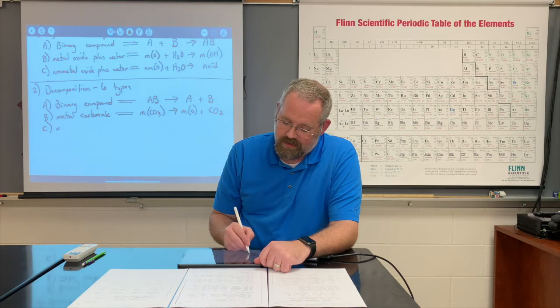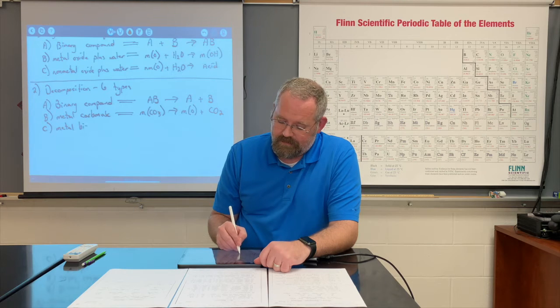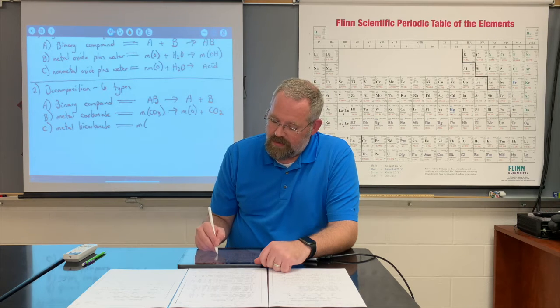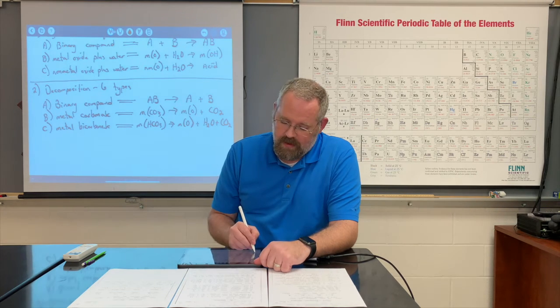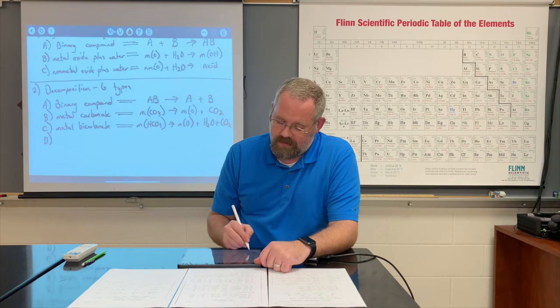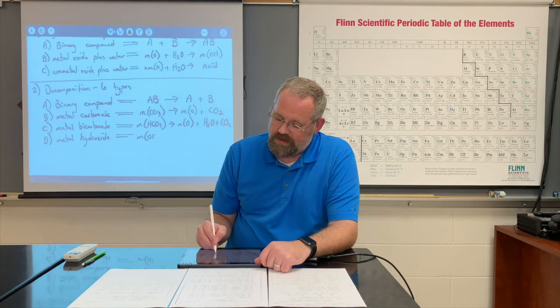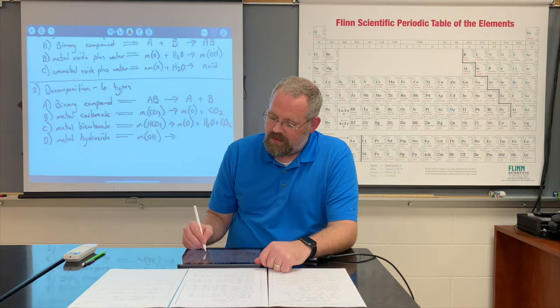Our third type that we talked about was a metal bicarbonate. That's going to decompose into metal oxide plus water plus carbon dioxide. The fourth type we talked about is the exact opposite of synthesis type 2. So this is a metal hydroxide decomposing. A metal hydroxide is going to decompose into a metal oxide plus water.